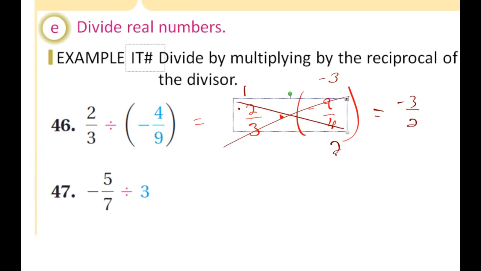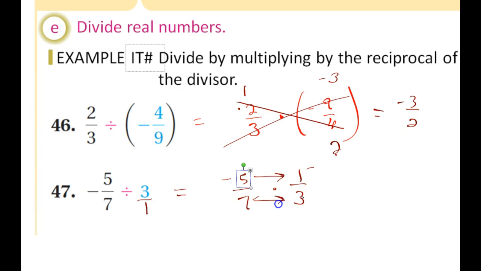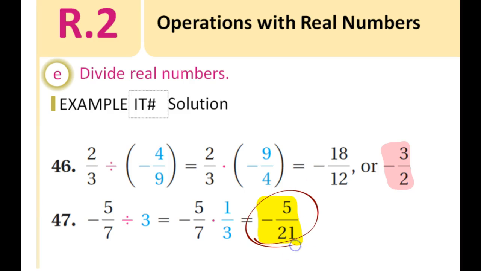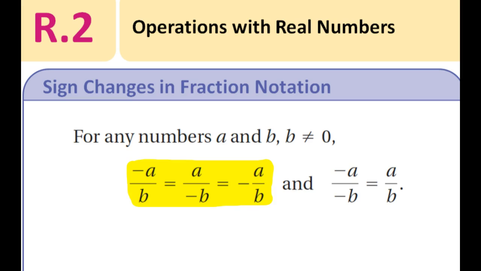Let's try one more time. Instead of dividing by a fraction, and 3 over 1 is a fraction, I'm going to rewrite this as negative 5 over 7 times 1/3. This time I can't cross cancel anything, so I'll just multiply straight across. Negative 5 times 1 is negative 5, and 7 times 3 is 21. So we'll see if the author agrees. Yep, negative 5/21. Negative divided by negative is still a positive.